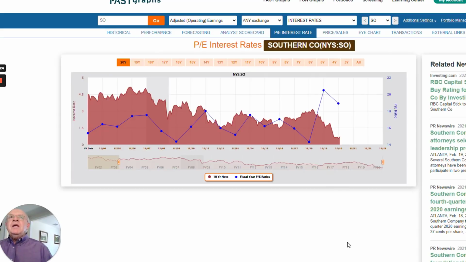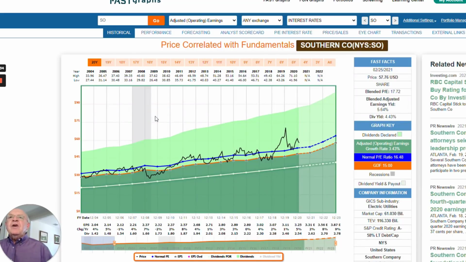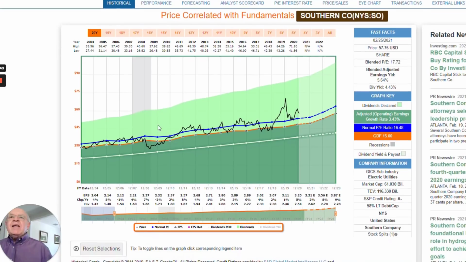When I look at the PE to interest rate graph on Southern Company, the PE's all over the place, even though interest rates have been steadily dropping. It went from being real low to real high. And of course, that's a function primarily of the company's growth rate and how the market reacted during things like the Great Recession. So interest rates can have an effect.